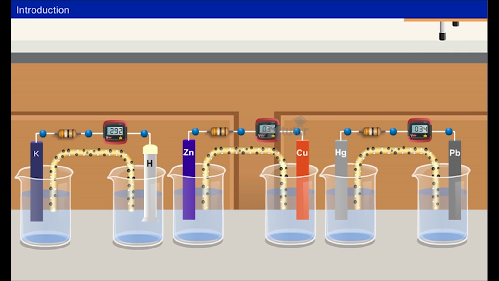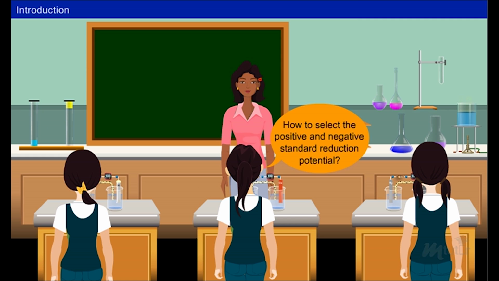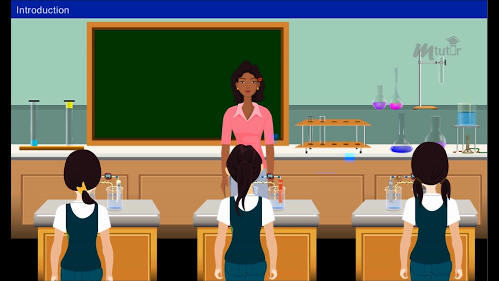So if we place the negative standard reduction potential on the right side and the positive standard reduction potential on the left side, electrons will move from right to left. Ma'am, so how do we select the positive and negative standard reduction potential? The answer is electrochemical series. Let us see more about electrochemical series in this module.